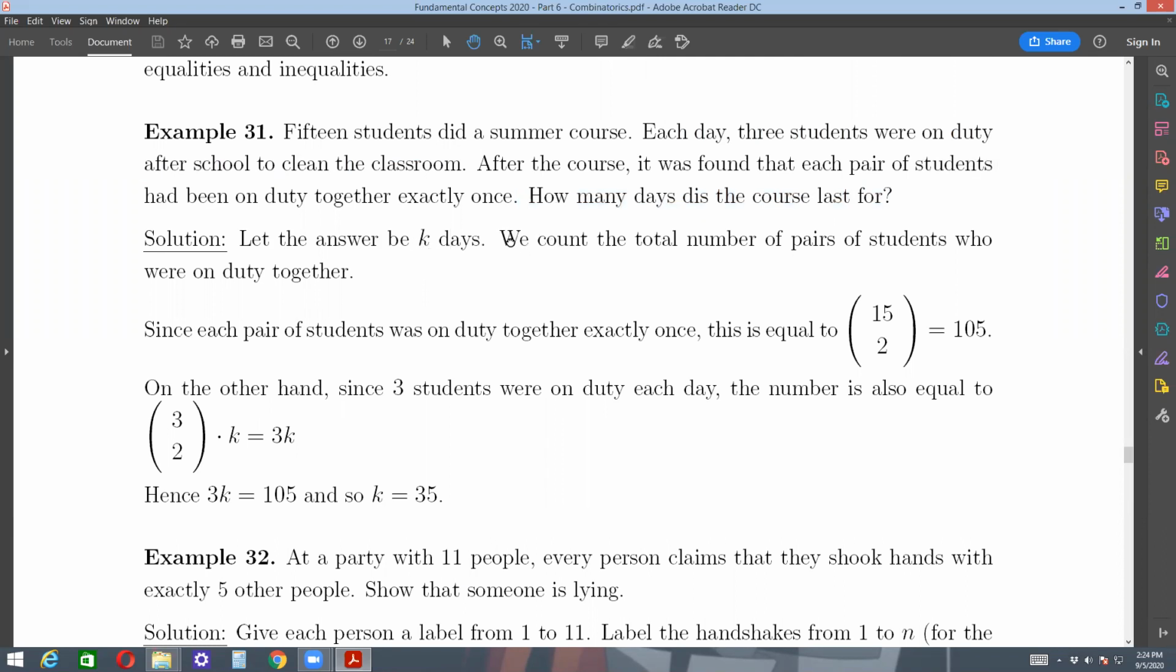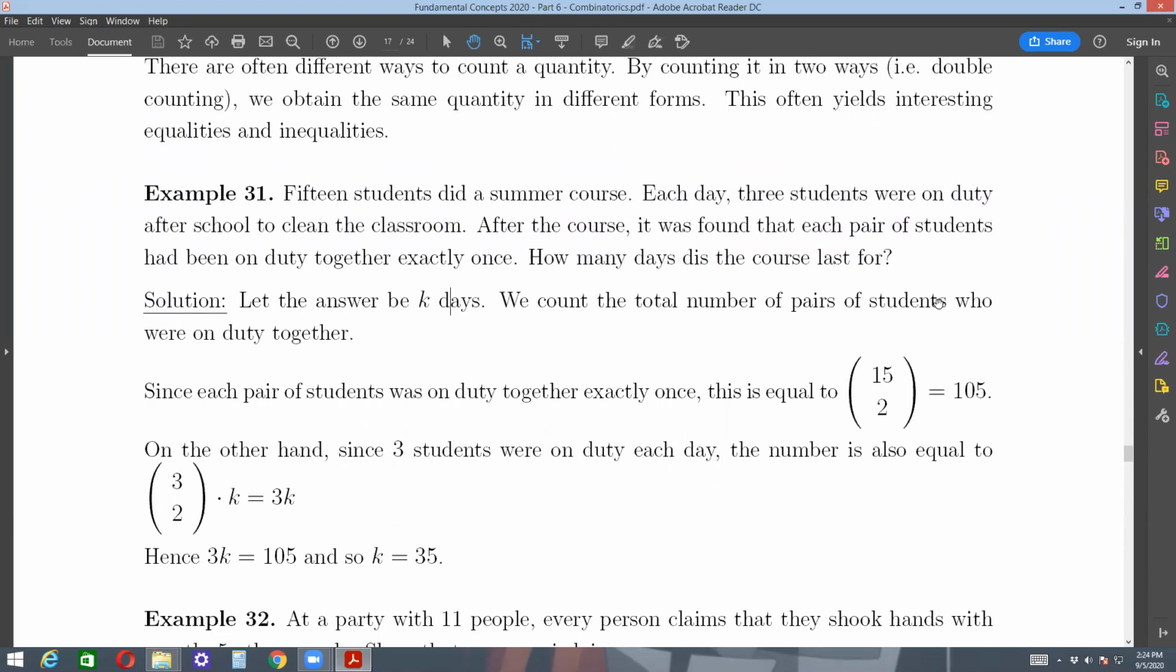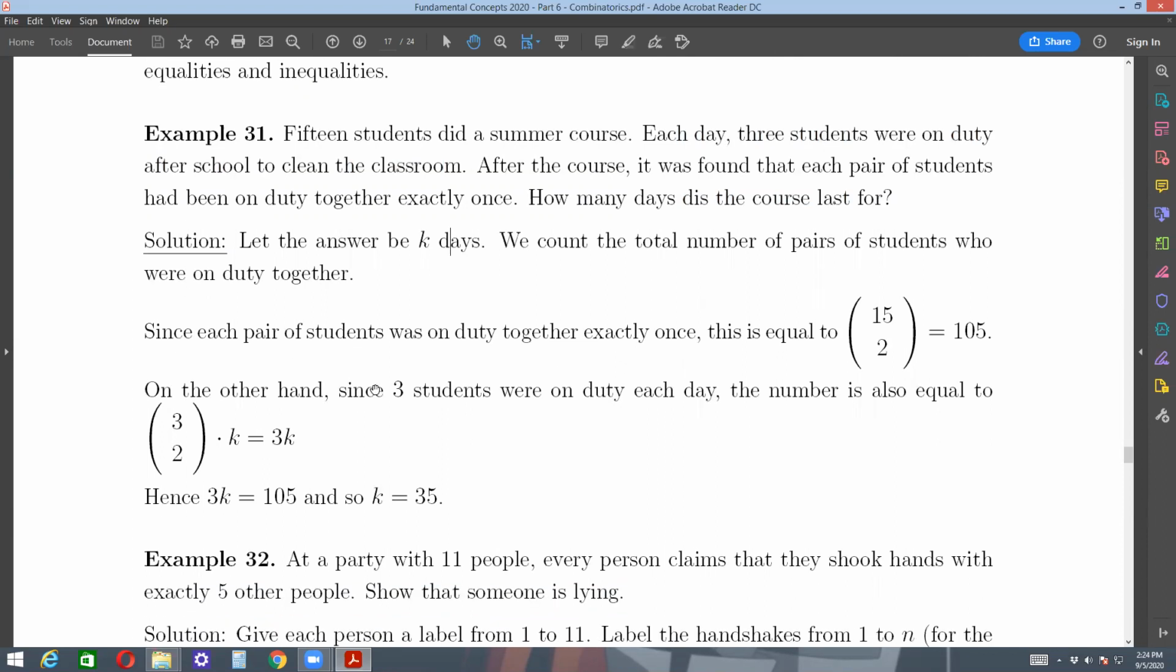We can count the total number of pairs of students who are on duty together, right? Because each day, 3 students were on duty. Also, each pair of students was on duty exactly once. So if you had 15 students and each pair was on duty exactly once, the number of pairs of students on duty is 105.